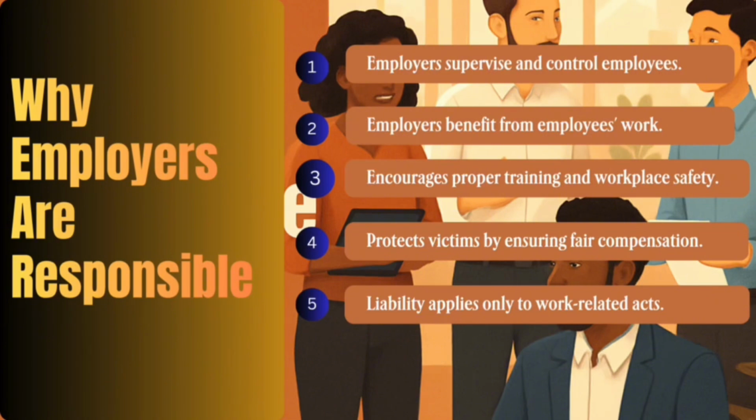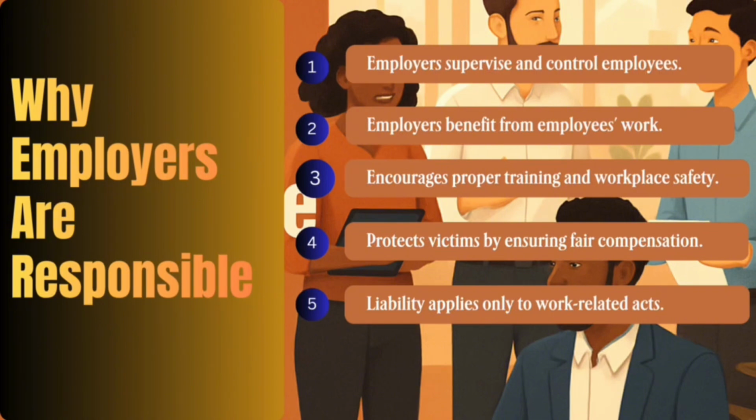Employers have the authority to hire, train, supervise, and control the employee. Since the employer benefits from the work the employee performs, the law may hold them responsible when an employee causes harm while carrying out work-related duties. The principle also encourages employers to provide training, maintain a safe working environment, and supervise employees effectively. It helps to protect the victim by ensuring they can receive fair compensation, especially because the employer usually has greater financial resources than the individual employees.